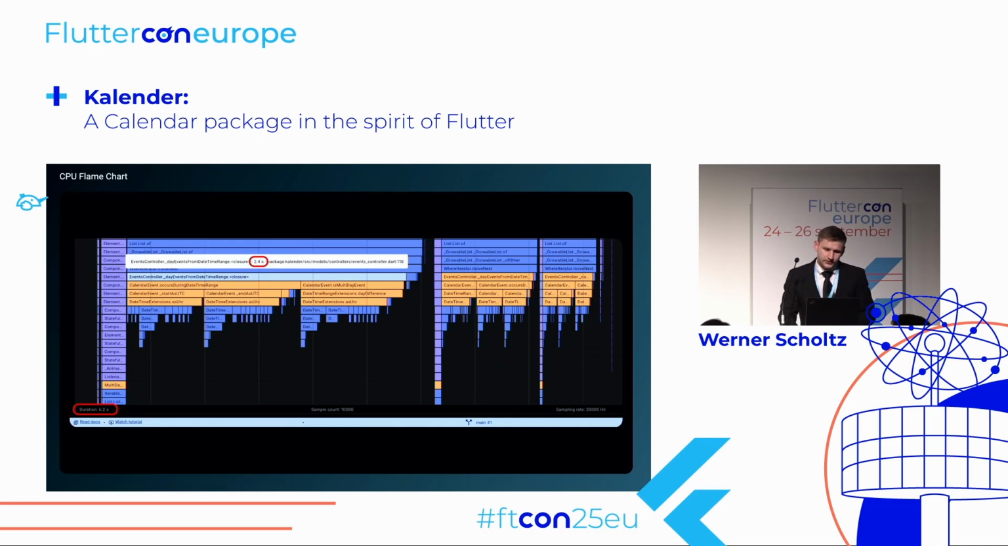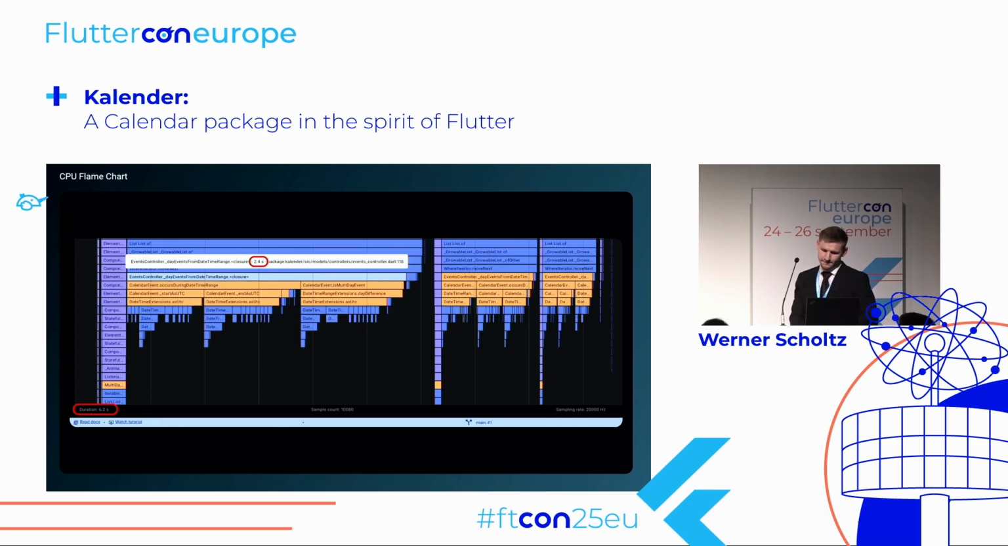So you can see that there's a lot of CPU time being spent on calling this method from the events controller. It's the get events for DateTime range. So that's basically a function that retrieves the events from the events controller for a specific DateTime range.